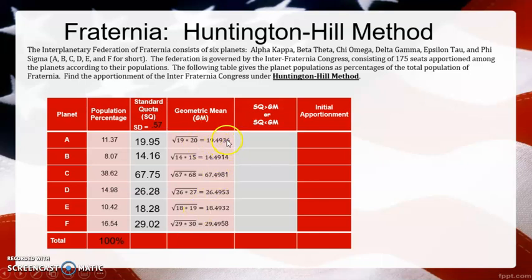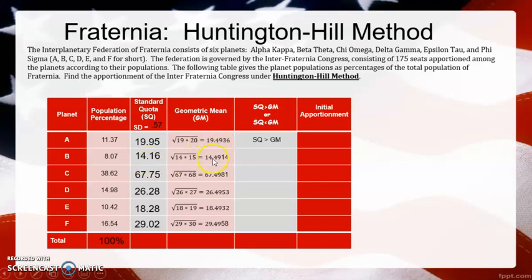So now that we have our geometric means, in order to find our initial apportionment, we have to compare our standard quota to the geometric mean. And we want to know, is the standard quota greater than the geometric mean, or is the standard quota less than the geometric mean? Well, we have 19.95, and we're comparing it to the geometric mean of 19.4. So the 19s are the same, but notice that 9 is greater than 4. Therefore, the standard quota is greater than the geometric mean.